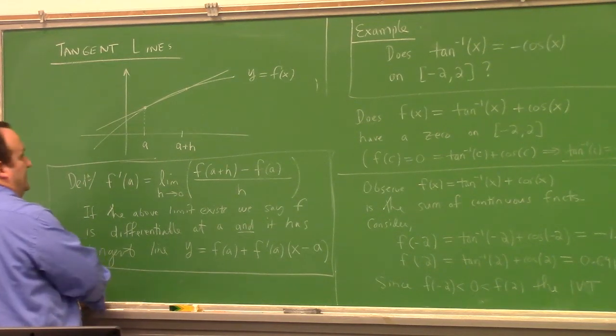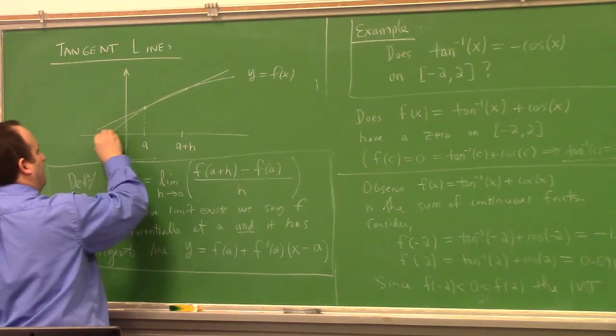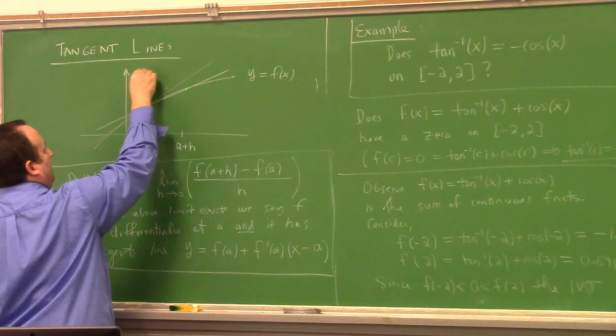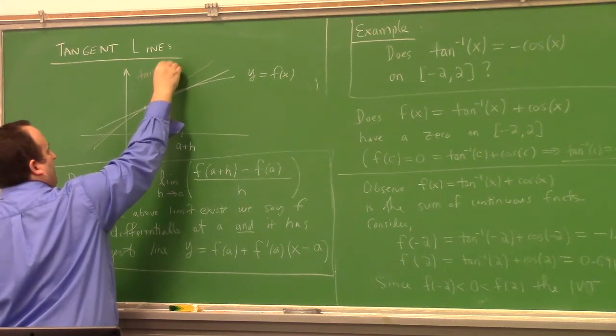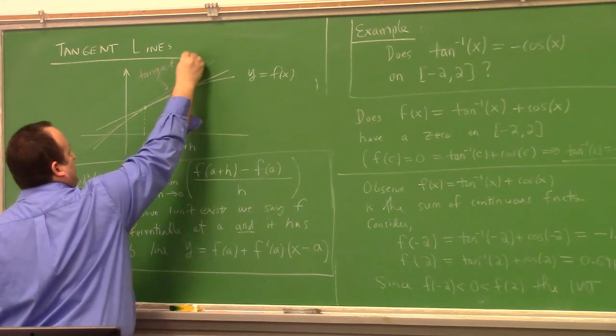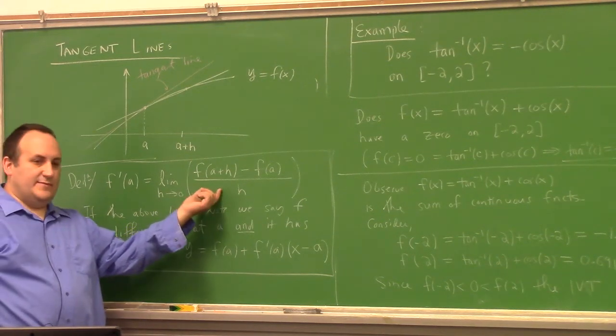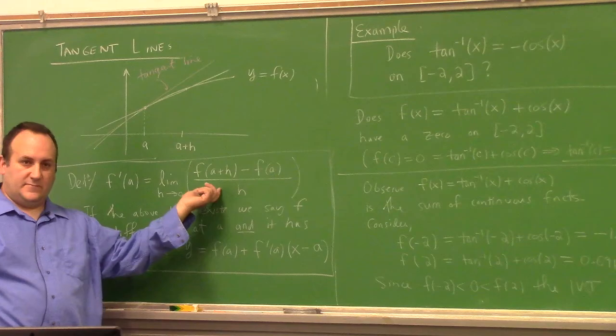So the tangent line is something like that, right? It's the line whose slope is chosen such that the tangent line just kisses the graph at that one point and then kind of bounces off. We can calculate the slope of the tangent line by taking the limit of the difference quotient, like so.